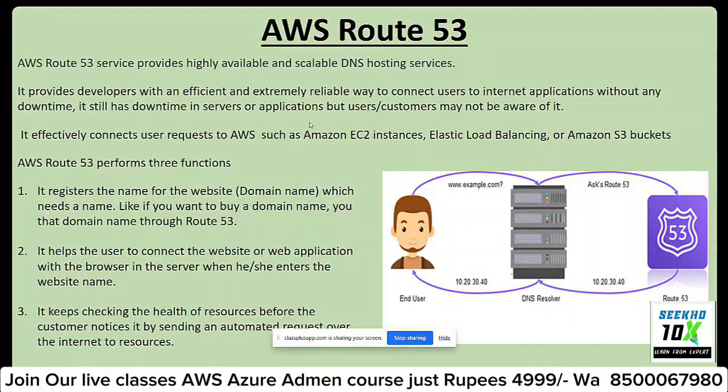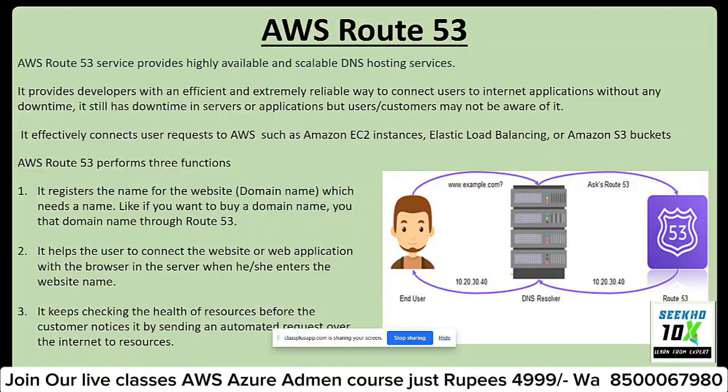If I want to say simply what Route 53 in AWS is, Route 53 is a DNS service provided by AWS. So it's a DNS hosting service. For example, I have built my website on AWS and I want to host it on AWS itself, so I can use Route 53 to host my website and create records.